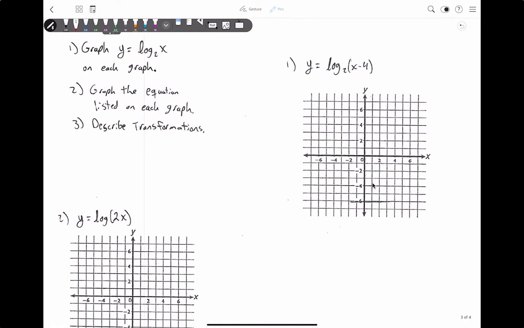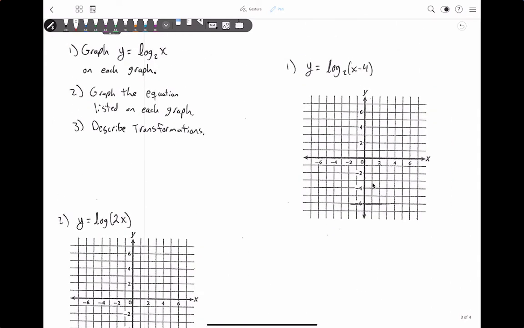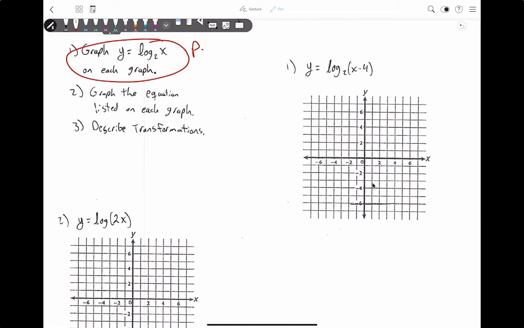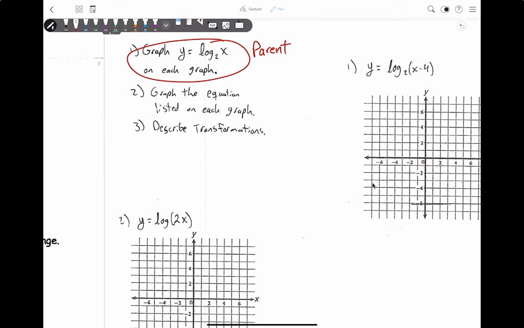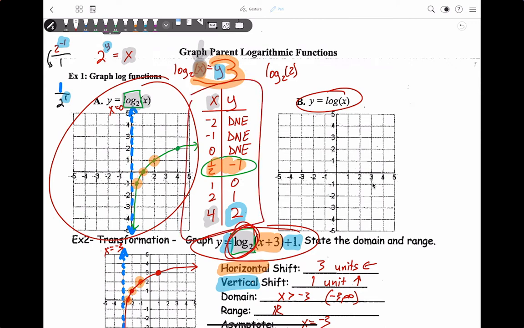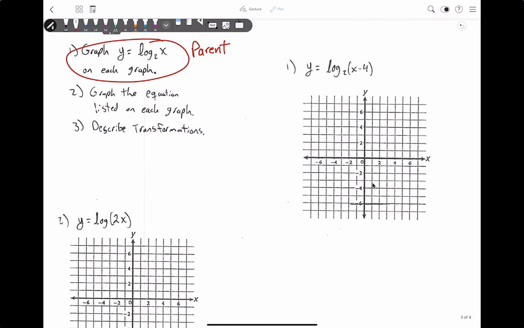We're going to look at a couple of these, not necessarily all of them. Let's look at what we're trying to do. We're trying to graph our parent function. Our parent function is log base 2, and we've already done that back here. Right here is this log base 2 with these values. What we're going to do is shift these, or do transformations of these.